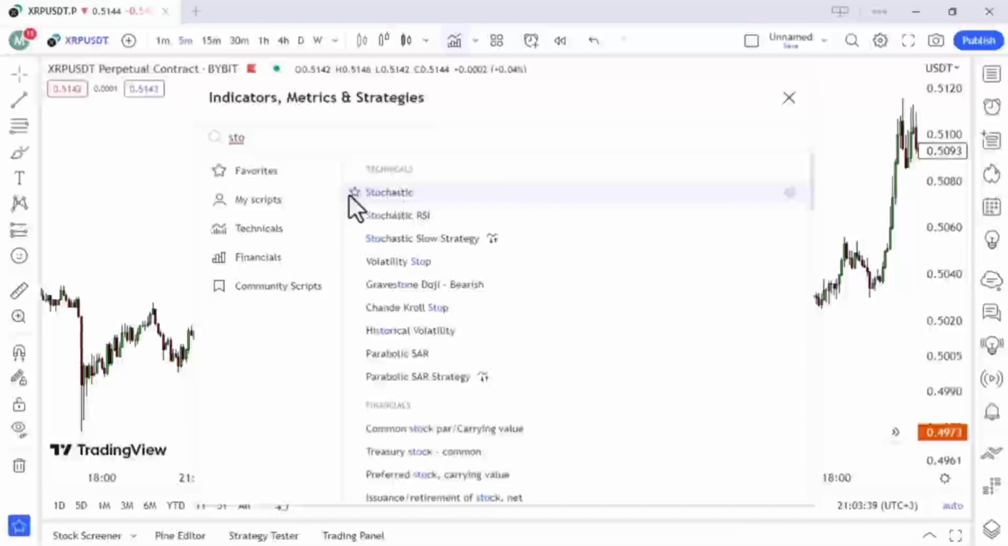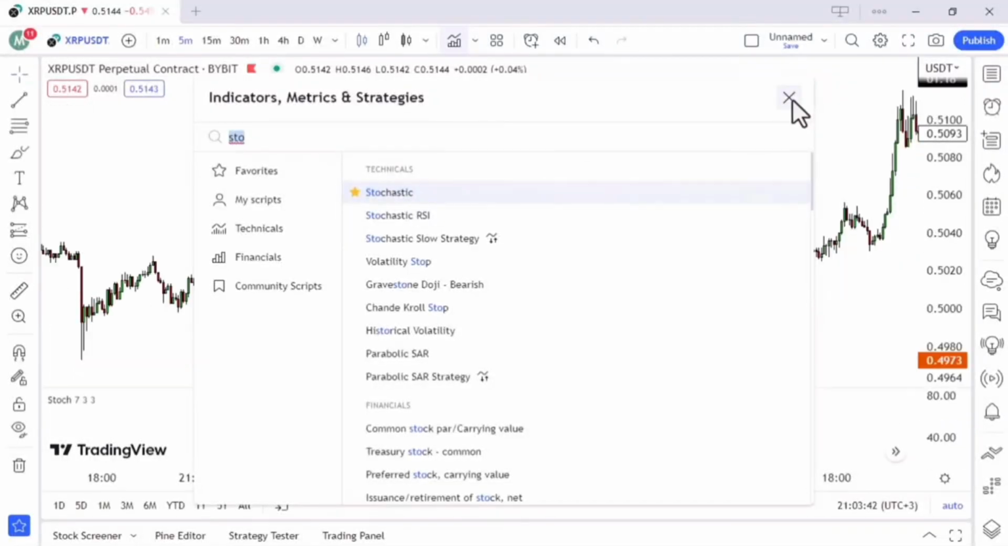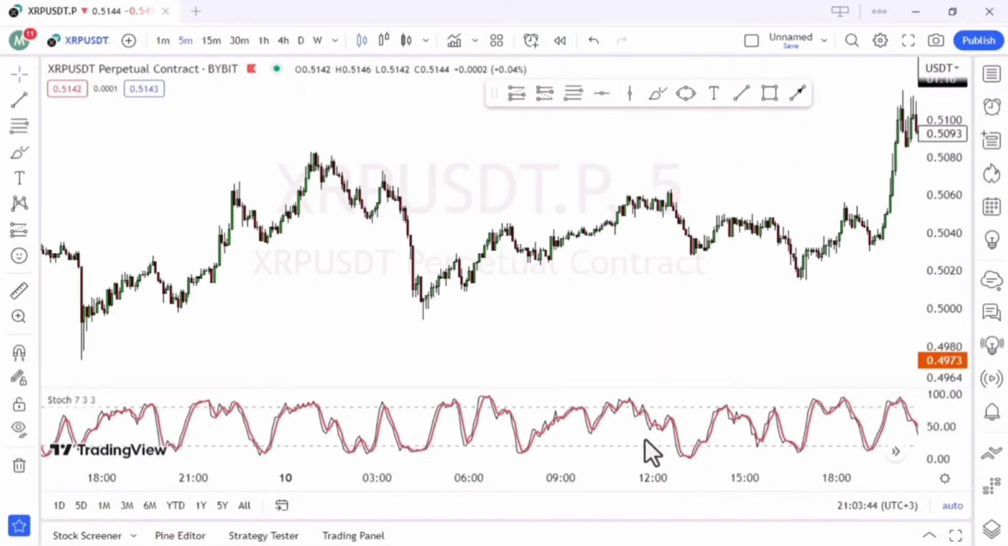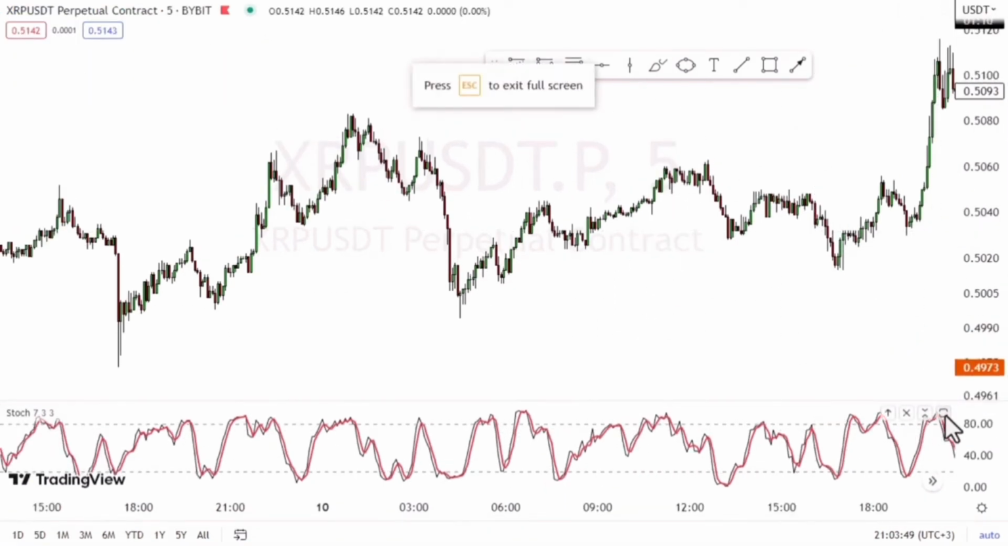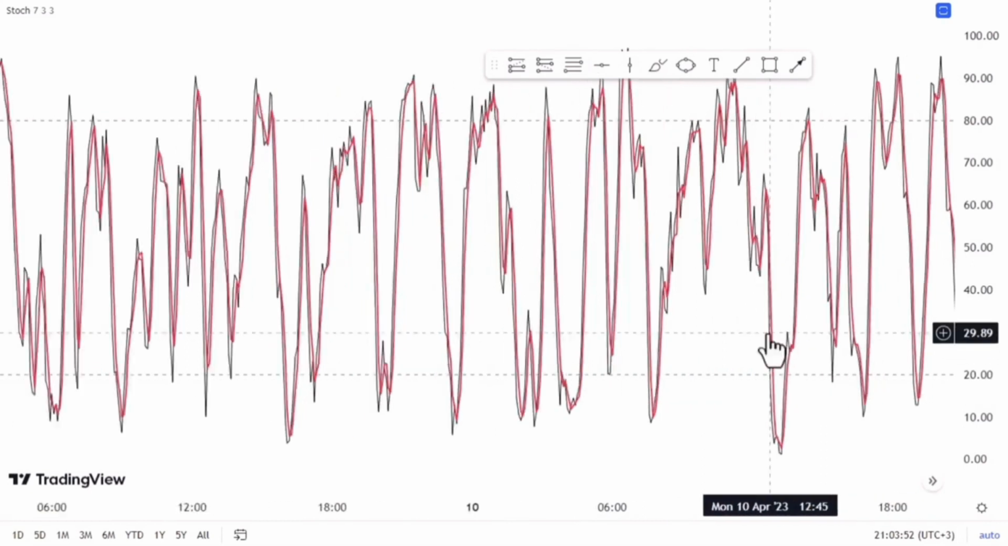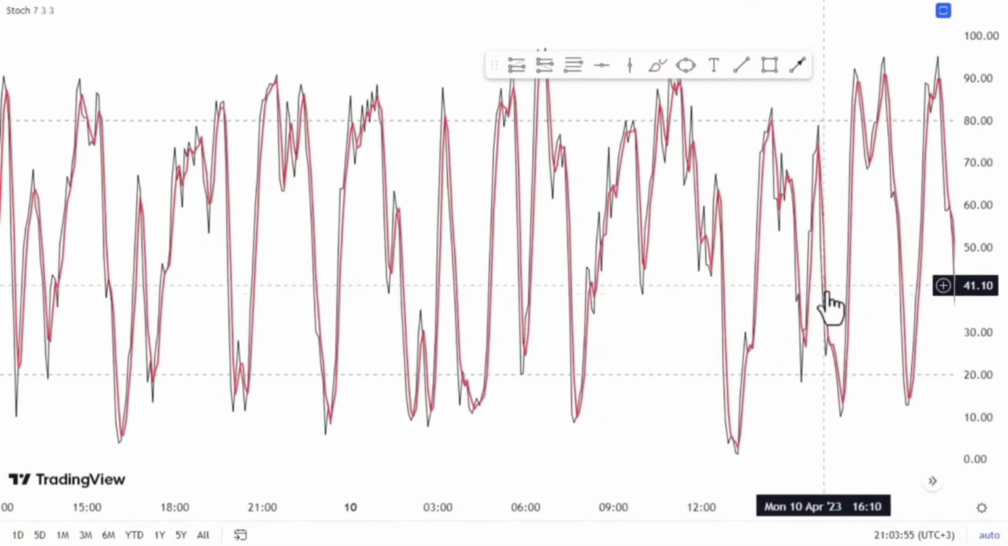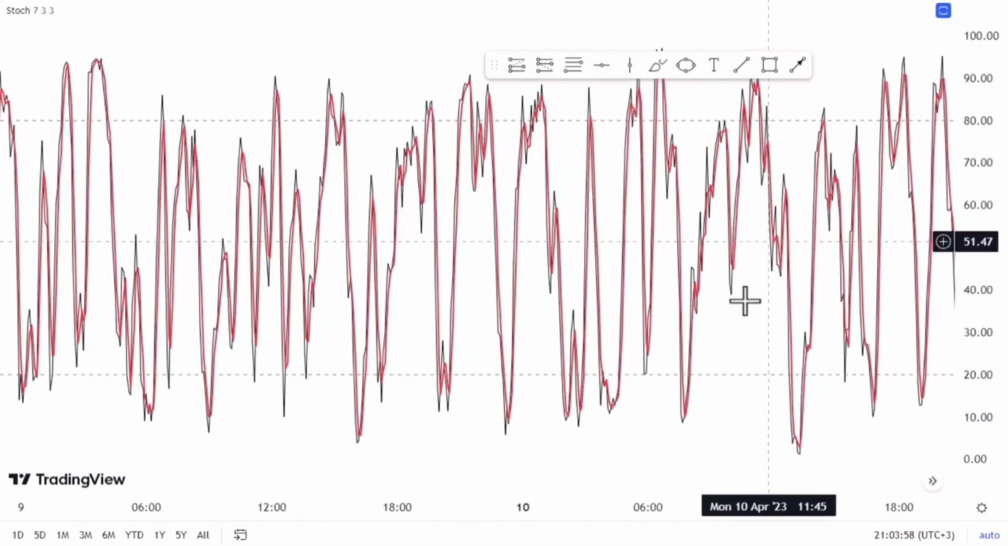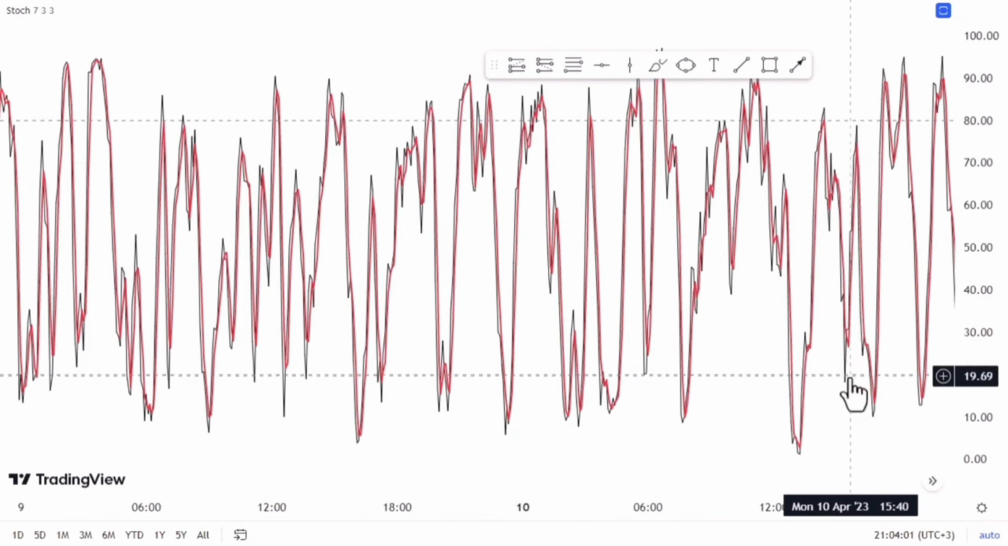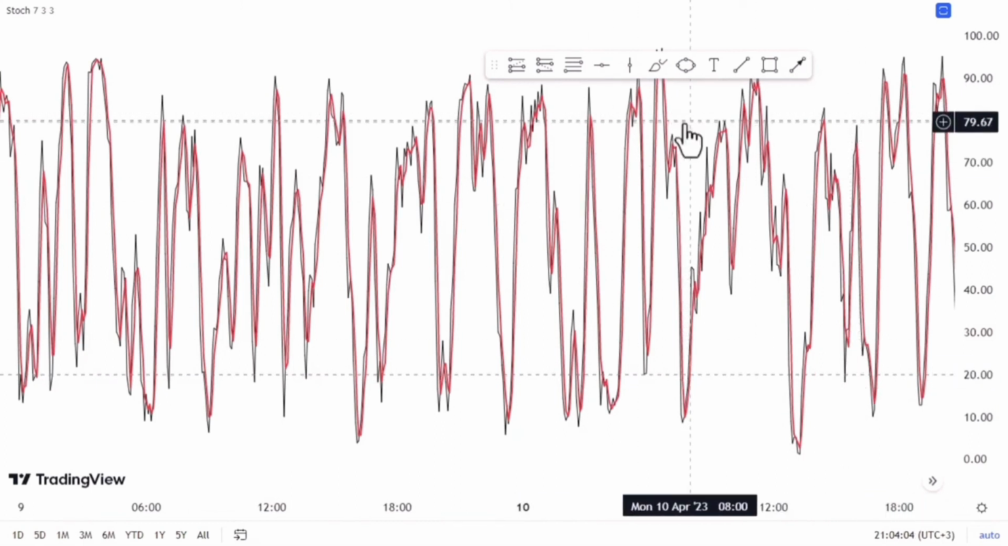But first, with the stochastic, we make it a favorite, click on it, and it's going to pop down here. As you can see, let me bring it up. So just like RSI or even MACD, it is again the same. We have one line down here, one horizontal line above here.